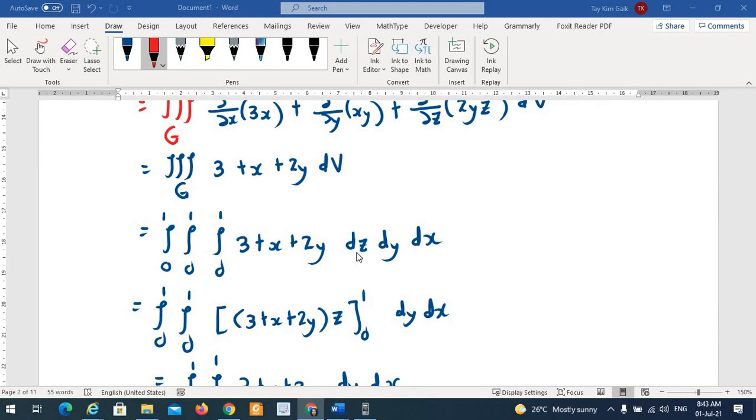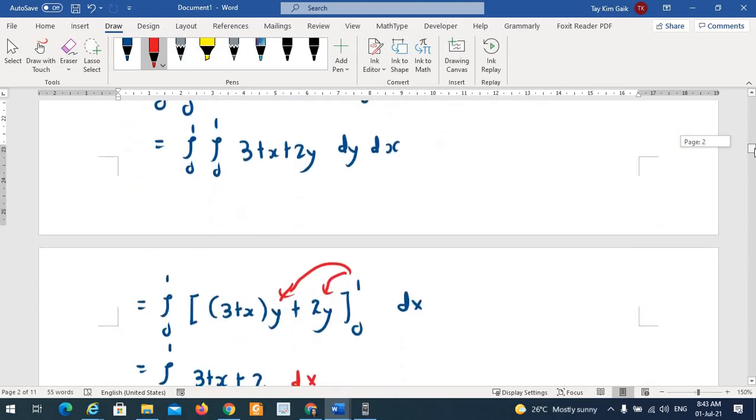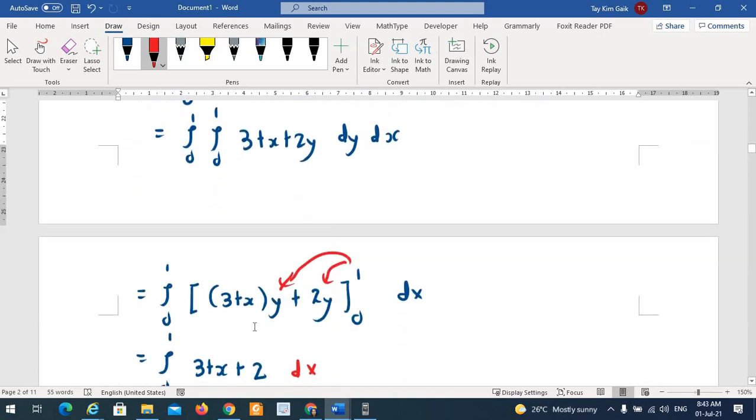So integrate with respect to z, we get back the same thing, 3 plus x plus 2y. So integrate with respect to y, 3 plus x. Okay, 3 plus x and y plus, here.